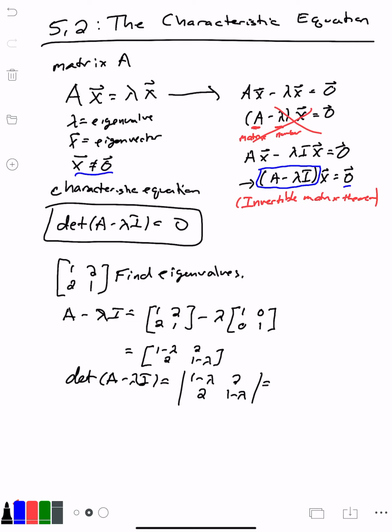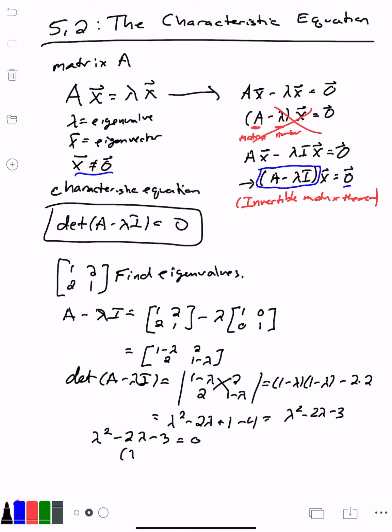And 2 by 2 determinants aren't that bad, you know, cross multiply and subtract. 1 minus lambda times 1 minus lambda minus 2 times 2. You're going to have lambda squared minus 2 lambda plus 1 minus 4, which is lambda squared minus 2 lambda minus 3. But remember, we want this result to be equal to 0. And we can go ahead and factor this. And lo and behold, that gives us the 2 eigenvalues from when we looked at this matrix last video.